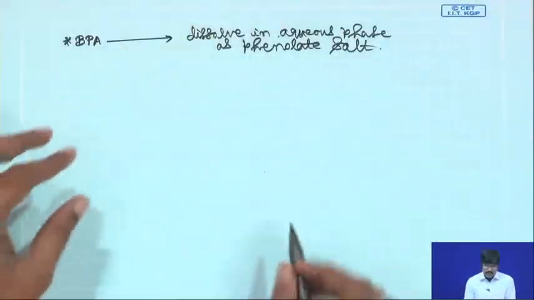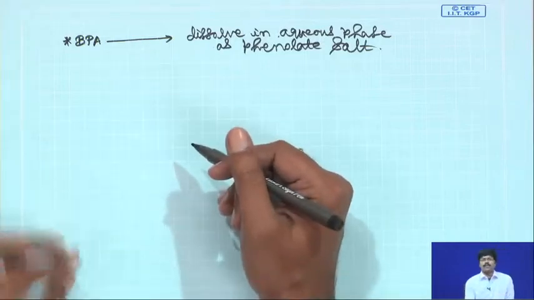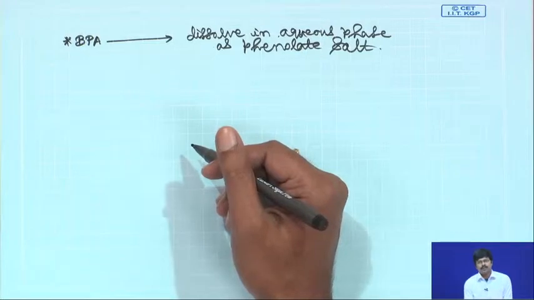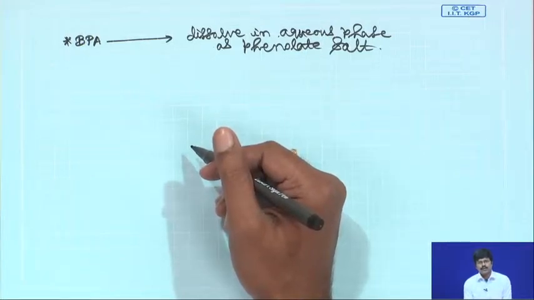So, you have then a two phase mixture. Your bisphenol A is present as a phenolate salt in the aqueous phase and your phosgene is present in the organic phase, and the organic phase is at the bottom. If it is a halogenated solvent, it is heavier than water. So, it is at the bottom.